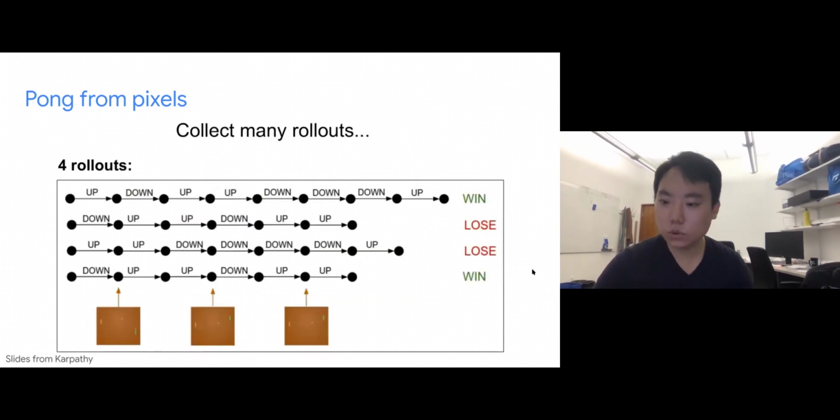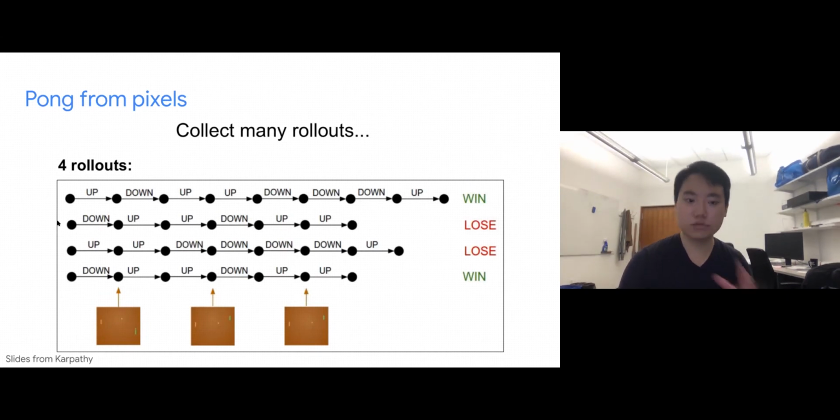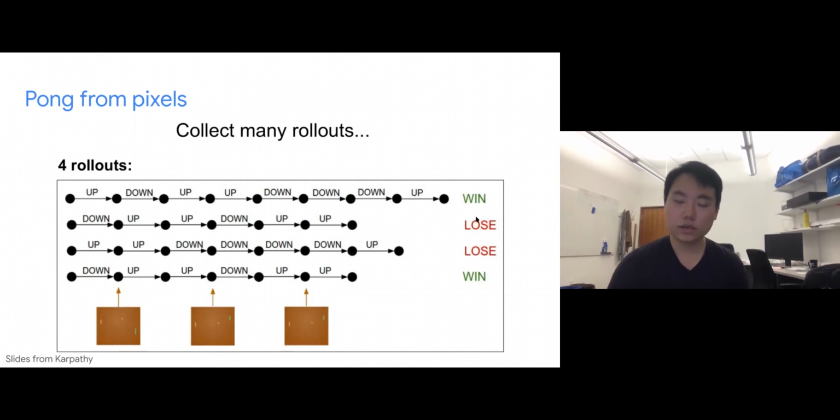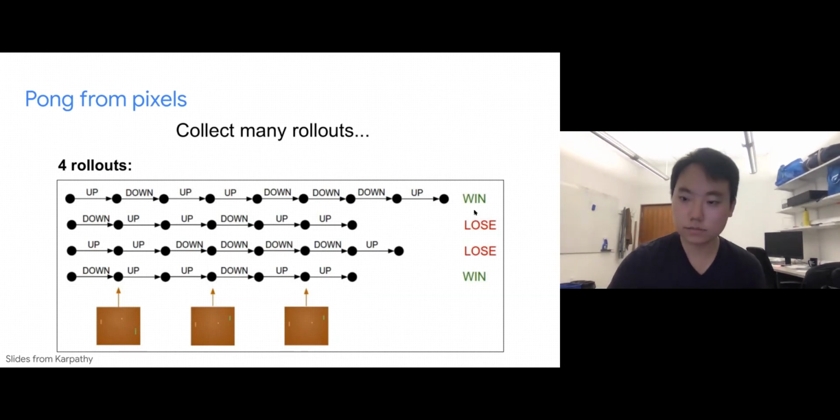I'm just going to keep doing this. For certain start states, I'm going to use my current policy, and I'm going to win at the end. Then I'm going to reset my start state and follow the policy again, and it ends quicker because I lost. Maybe for another one I lost, and then for the 4th one I won. So I can collect many of these rollouts given my current policy.